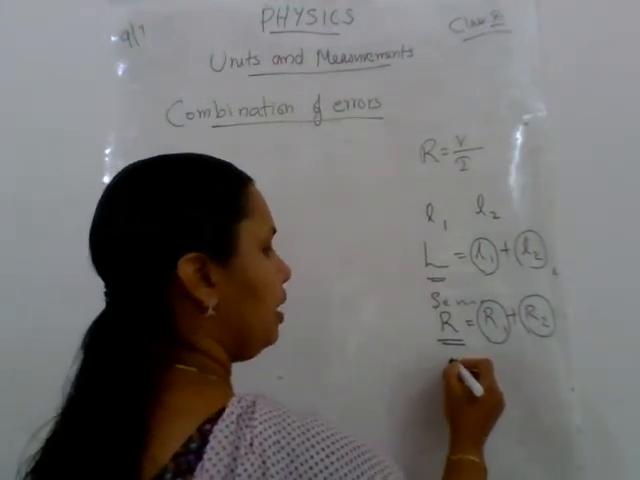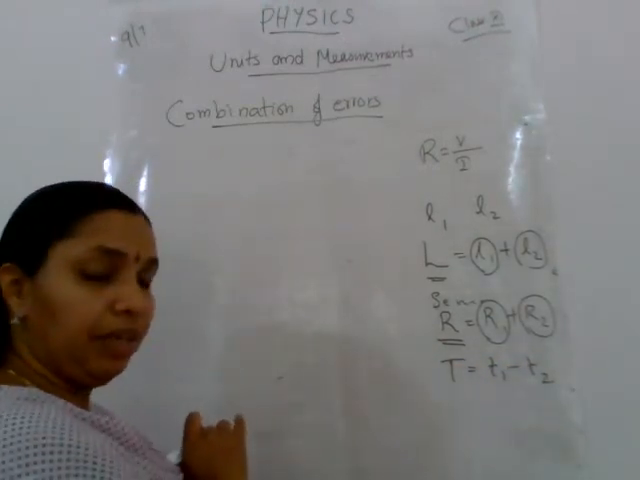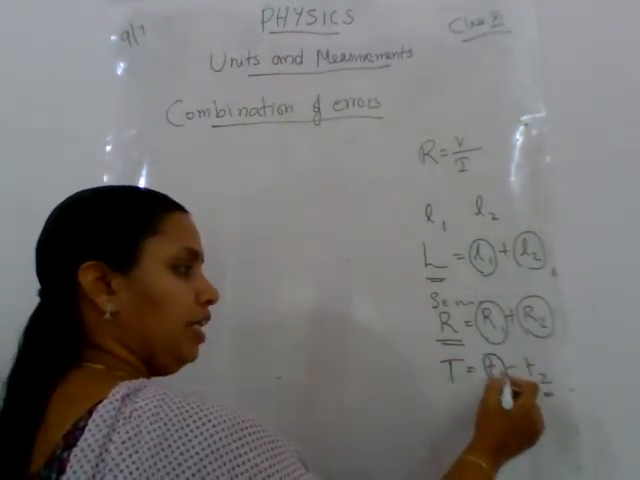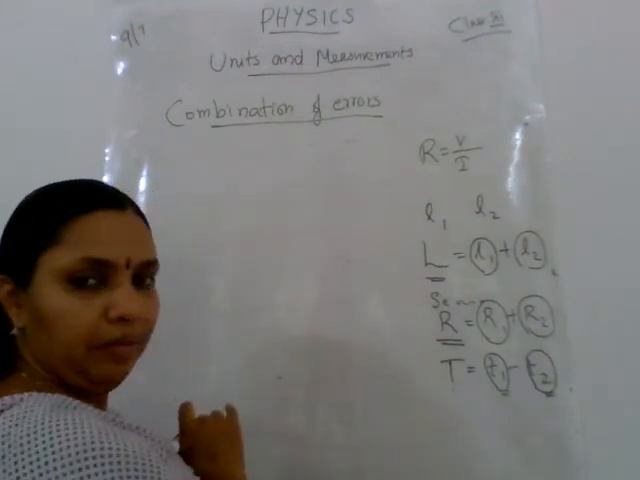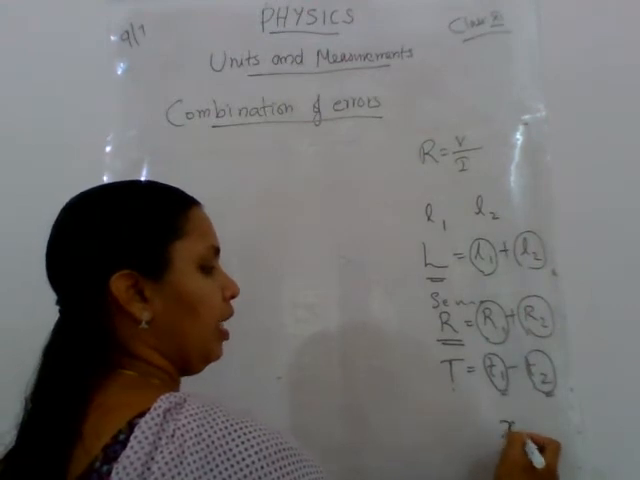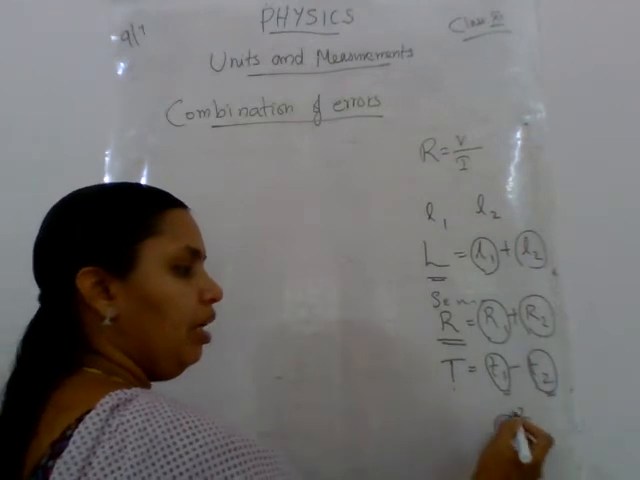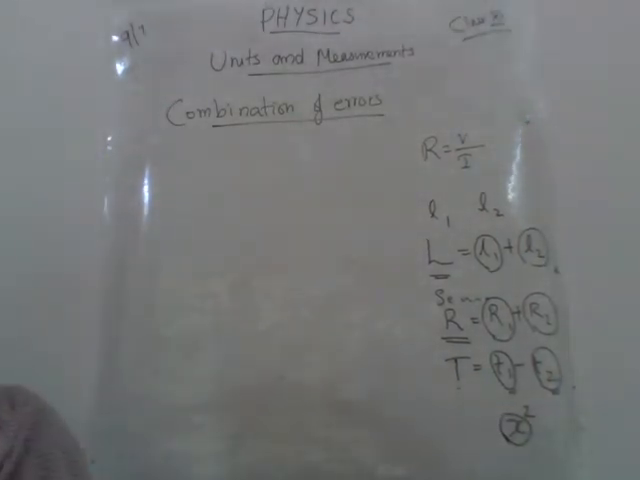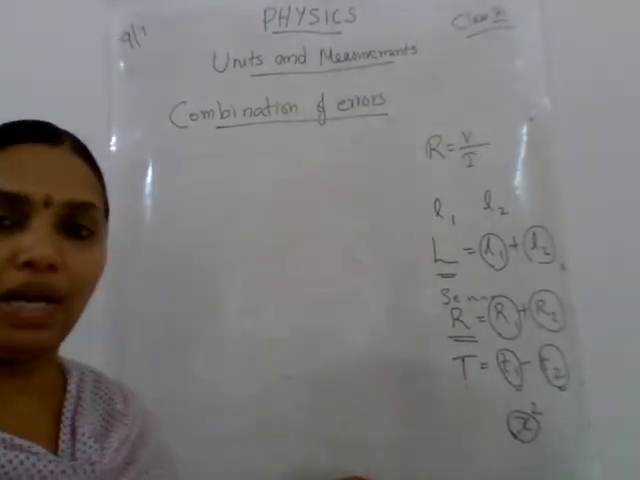In the same way for a difference, say T is equal to T1 minus T2. The final temperature is equal to T1 minus T2, so the initial temperature and final temperature. If there is an error here and an error here, what will be the error in the final reading? Or when we find powers, a quantity is equal to x square. If there is an error in x, how does the final result change? So that is the combination of errors. That is the application. These are the areas where we have to apply all these things.